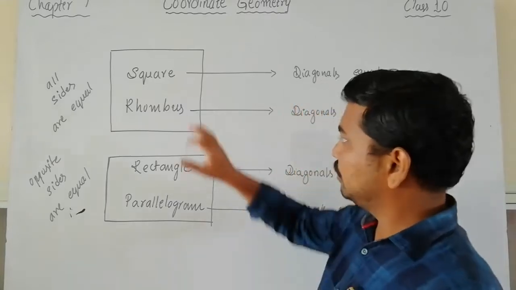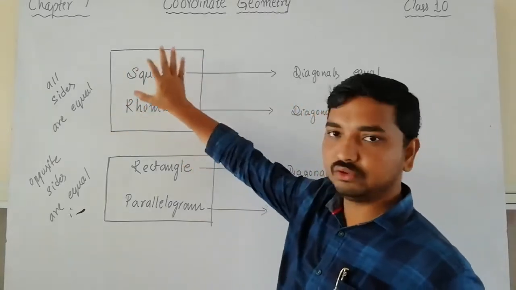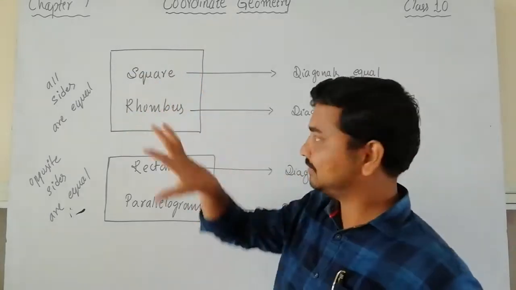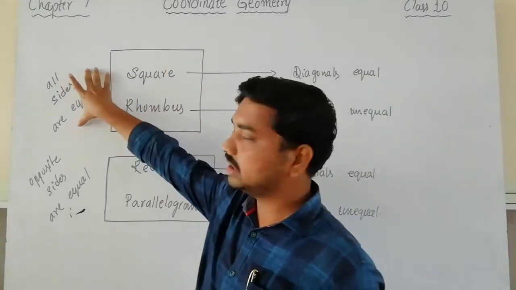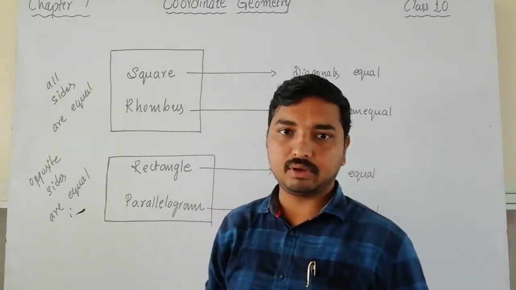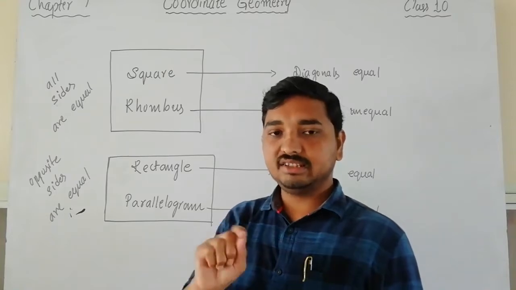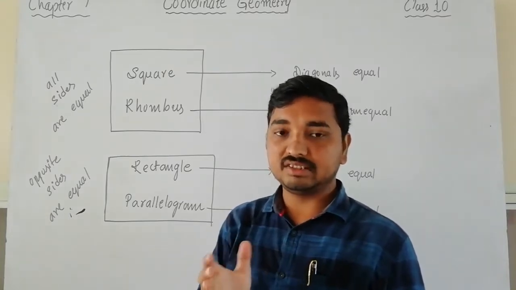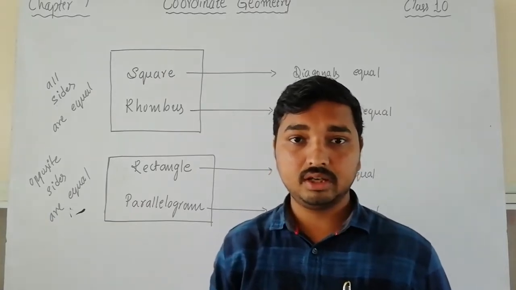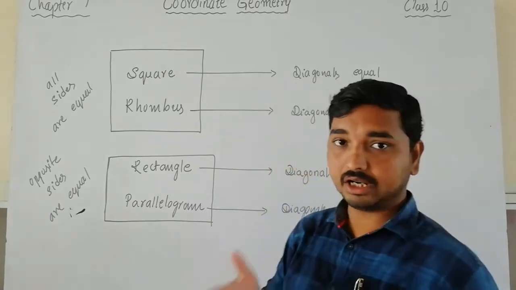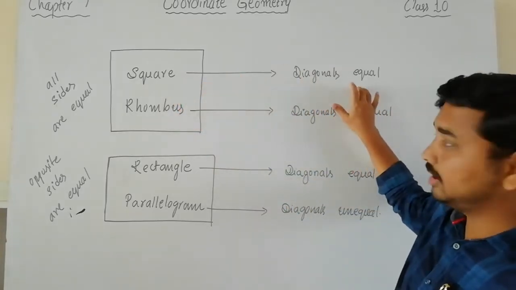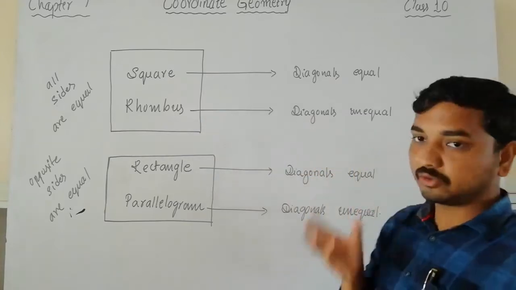So look here, I am going to group the square and rhombus as one group, because the common characteristic for square and rhombus is that all the sides are equal. In square and rhombus, remember, all the sides are equal. Then how can we differentiate square and rhombus? If you know the diagonals, you can differentiate. In a square, diagonals are equal, but in a rhombus, diagonals are unequal.